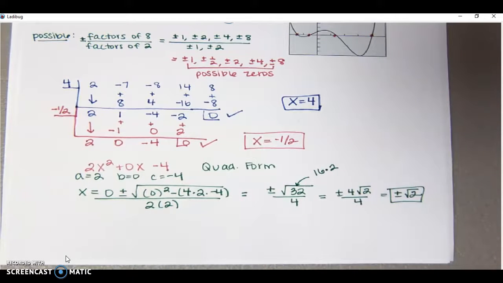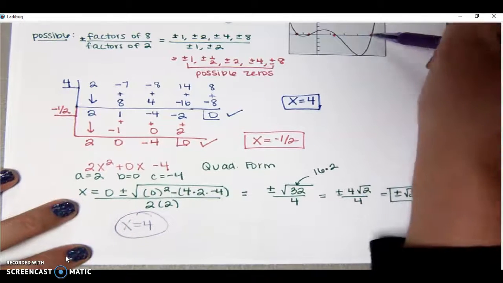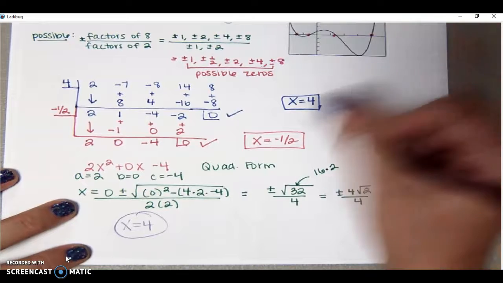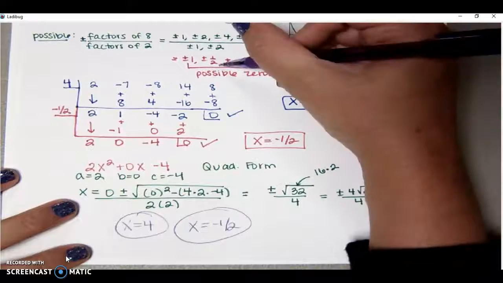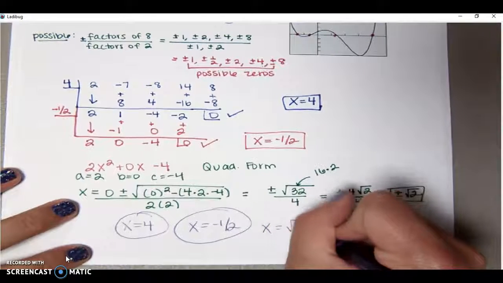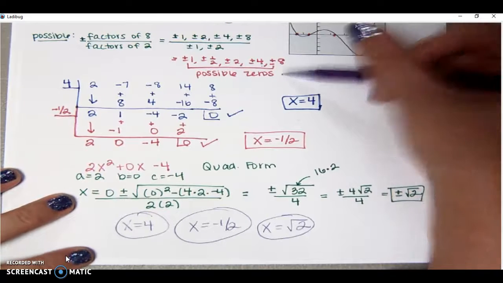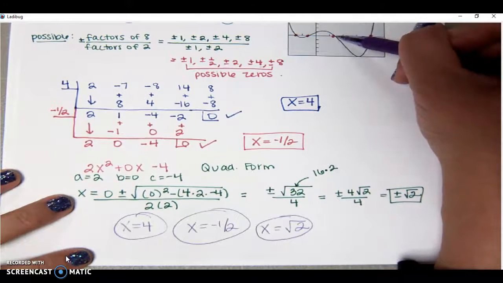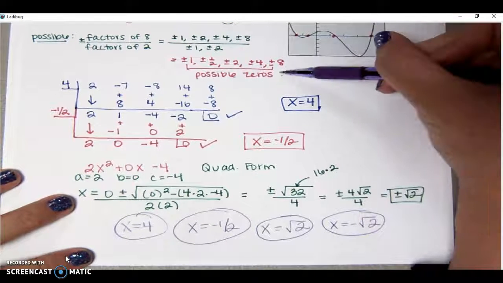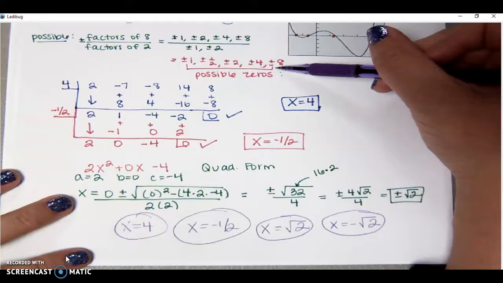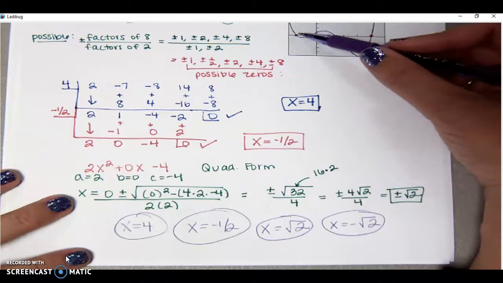Okay, so remember I was supposed to have 4 answers. So let's talk about them. So we have x equals 4. It's on our graph, and it was one of our possibilities, okay? x equals negative 1/2. It was on our graph, and it was one of our possibilities. Then we have x equals the square root of 2. Now the square root of 2 is irrational, so that's why it didn't pop up here as possible. The thing about the square root of 2 is it's like 1 point something. Well, that looks about 1 point something, so there's that. Then we have x equals negative square root of 2. Once again, it's not rational. It's irrational, so it didn't pop up here. And that would be like negative 1 point something, which looks like it pops up over here.